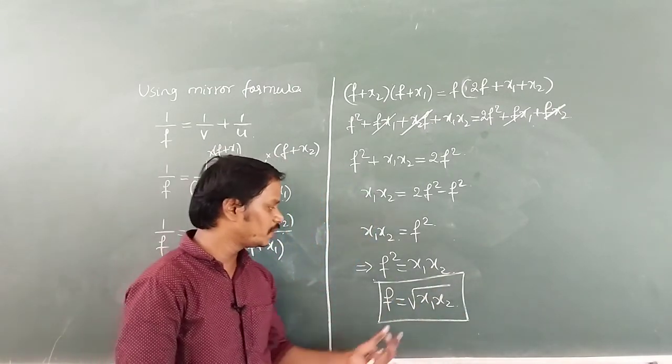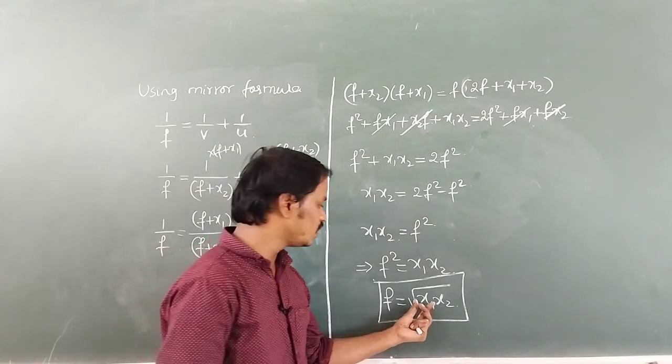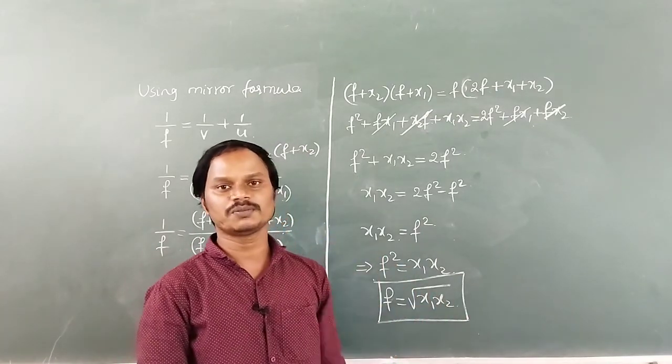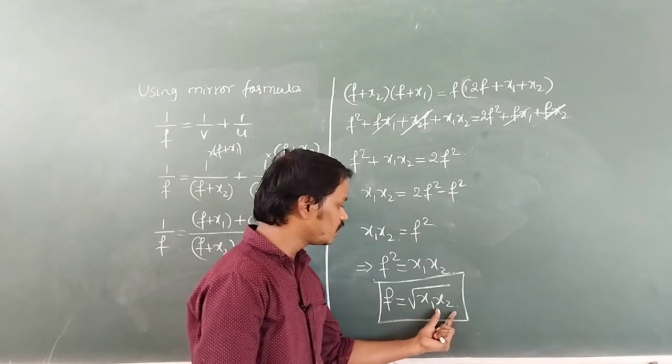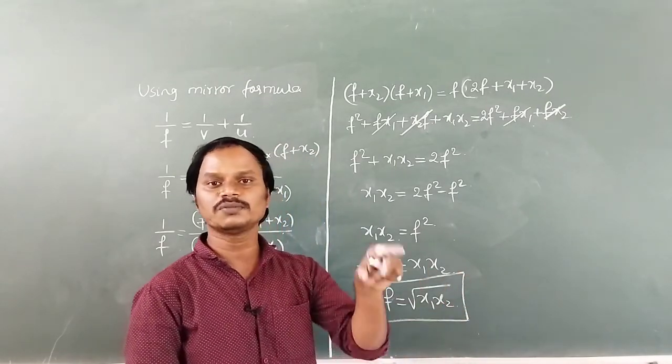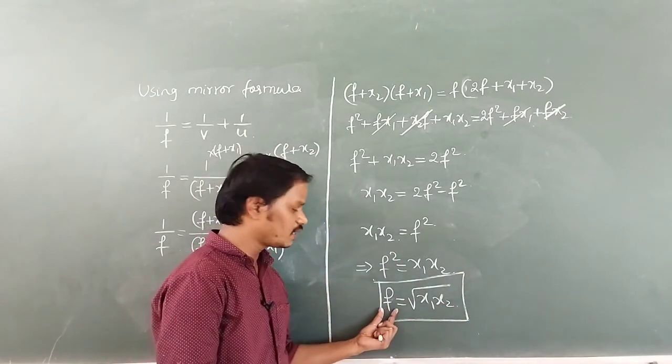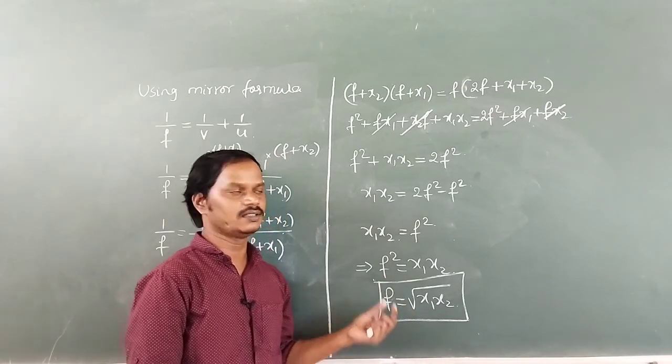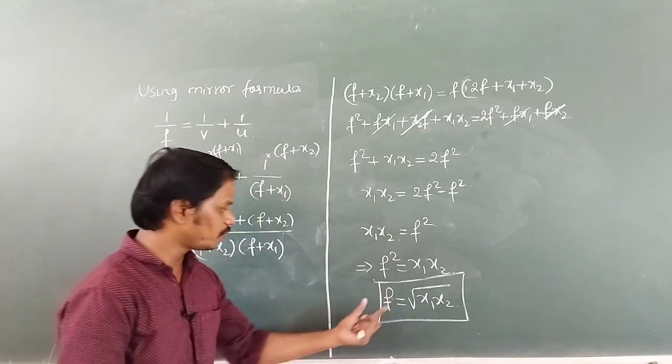So one thing to remember, what is x1? x1 is nothing but the distance of the object from the focus, and x2 is the distance of the image of the object from the focus. Now f is the focal length of the spherical mirror. So this is about Newton's formula. Remember this formula.